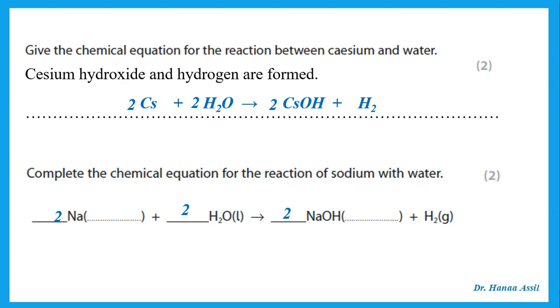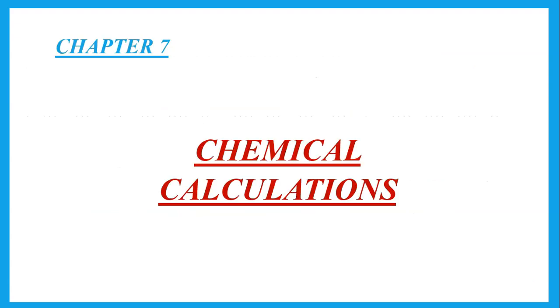Now sodium, what is the state symbol of sodium? Of course, sodium is a metal, so it's solid, so we put S. Water, we always put liquid. Sodium hydroxide is something that's soluble in water, so the state symbol is AQ, aqueous, dissolved in water. And of course, hydrogen is a gas.